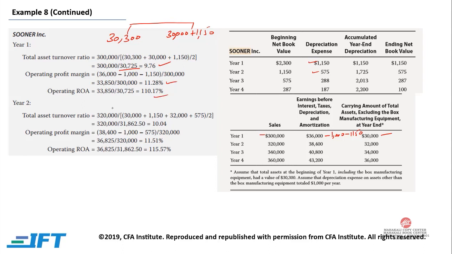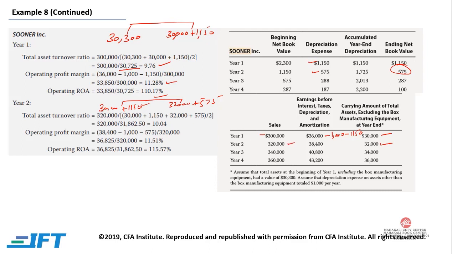Now for the second year, we know that at the end of the first year, the total assets were 30,000 plus 1150. At the end of the second year, total assets would be 32,000 plus the ending value, that is 575 for box equipment. So 30,000 plus 1150, that's the first part, plus 32,000 plus 575, divided by 2 because we are finding the average.